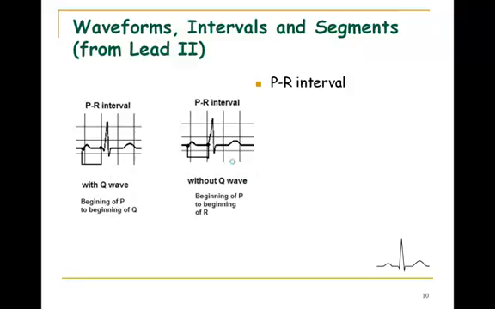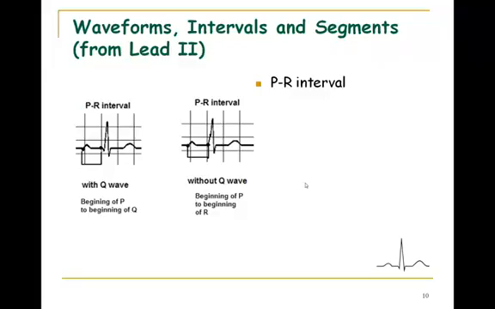The PR interval. Now the PR interval represents from the beginning of the P wave to the beginning of the QRS complex. So I've given you two examples here. This is someone that has a Q wave, so beginning of the P to the beginning of the Q wave. If you do not have a Q wave, you need to measure from the beginning of the P wave to the beginning of the R. So that's why we say it's the beginning of the P wave to the beginning of the QRS complex.